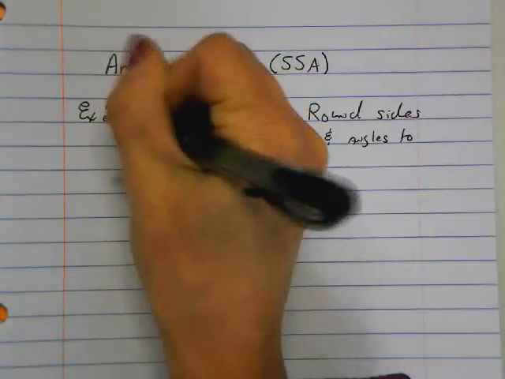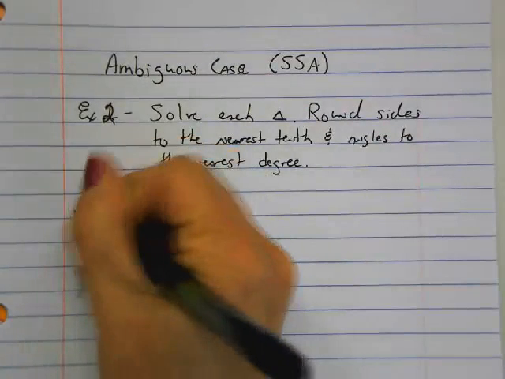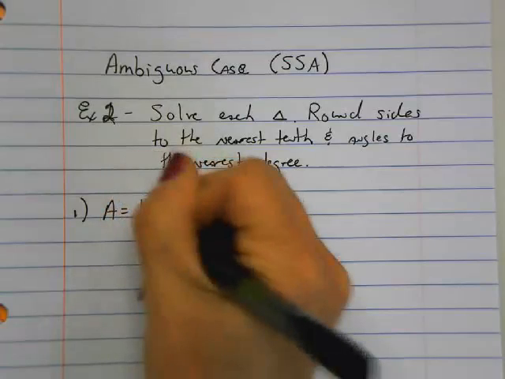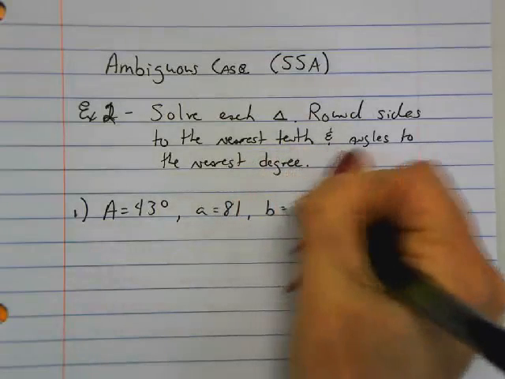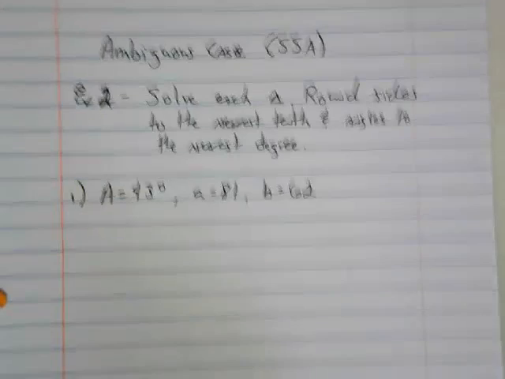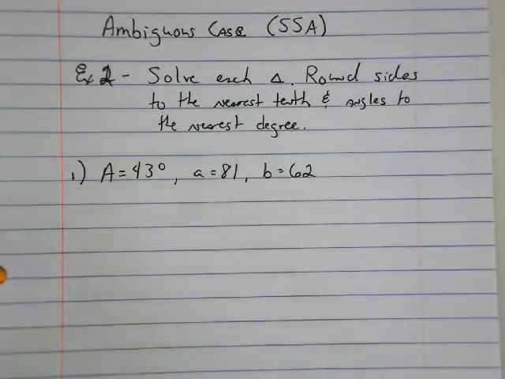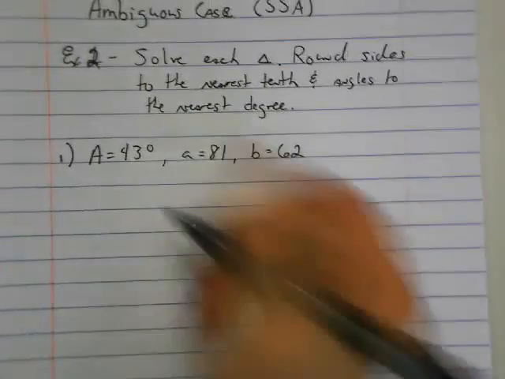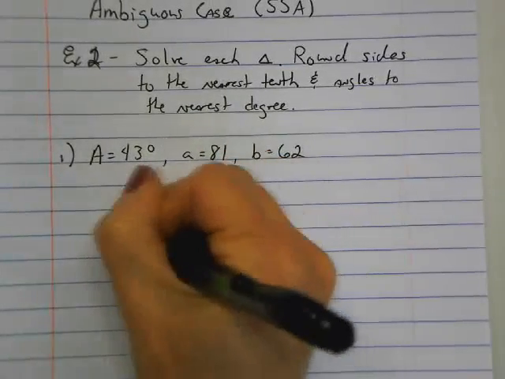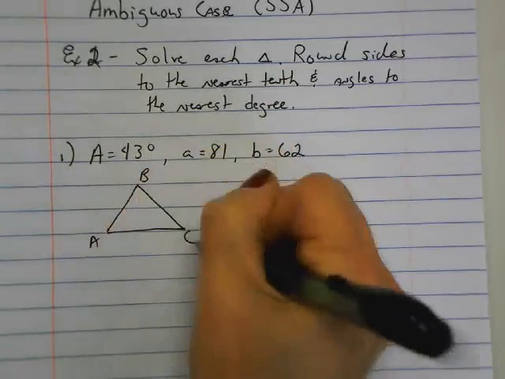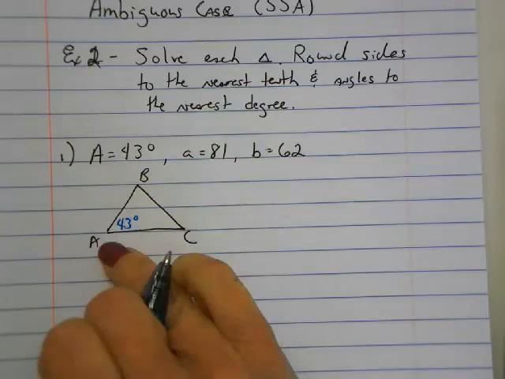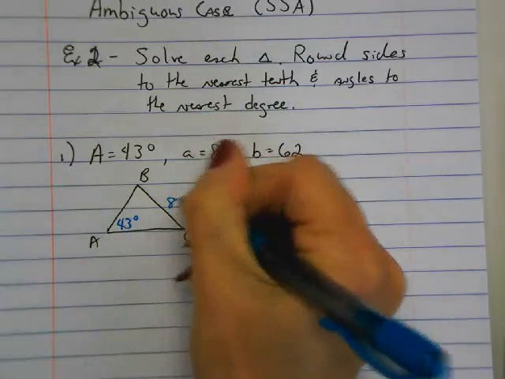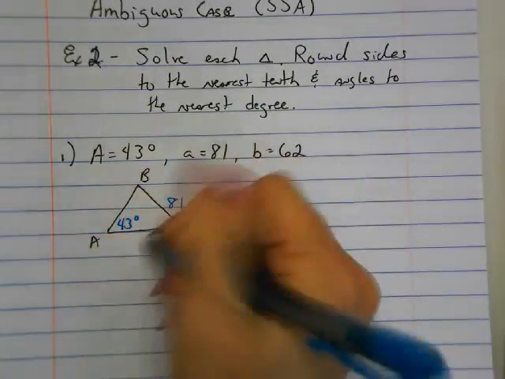Sorry, this is example 2. Alright, let's say that angle A is 43 degrees, little a is 81, little b is 62. So you're going to go ahead and sketch a triangle. It does not matter what it looks like, so don't feel like you have to be perfect in your drawing. I just sketch a triangle and label it A, B, and C. Now I fill in: angle A is 43, little a is opposite angle A, 81, and little b is 62.